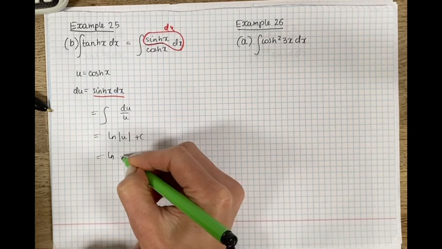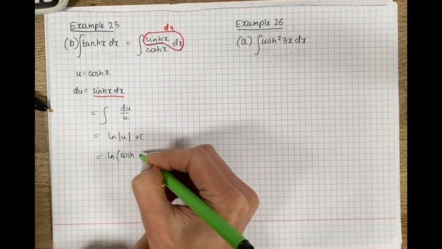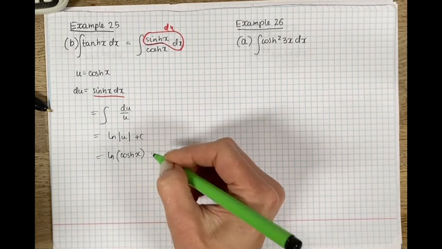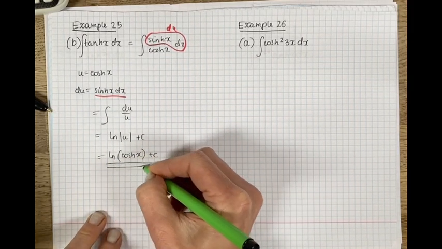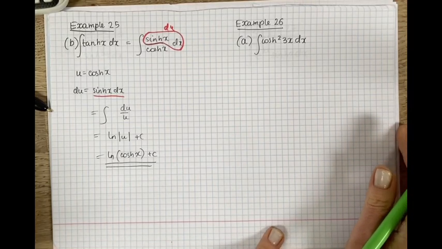But I just need to write ln. I don't need modulus anymore because cosh will never be negative. Remember, cosh is at the lowest equal to 1, so you don't need the modulus symbols. There you go. Okay, so now we're going to move on to example 26.